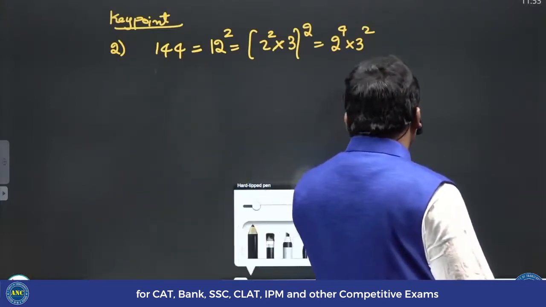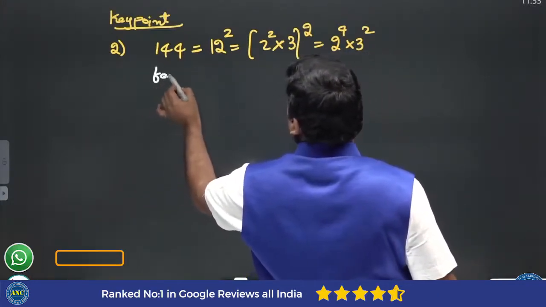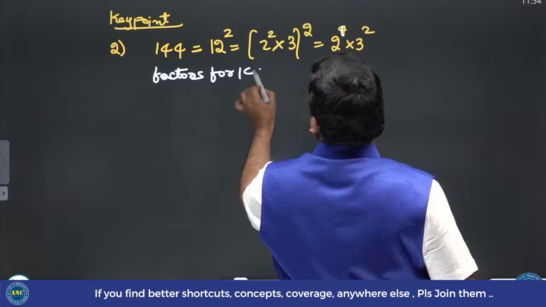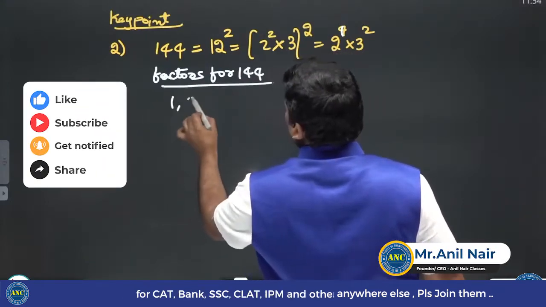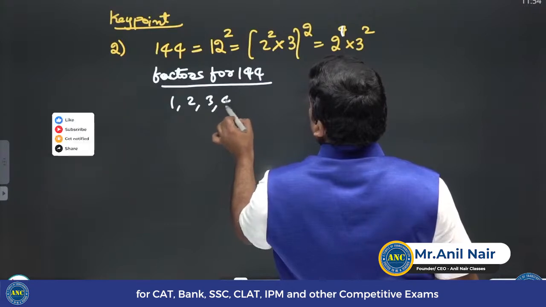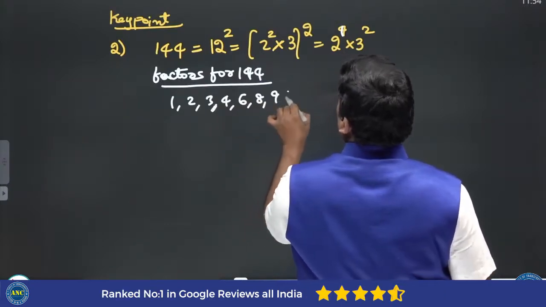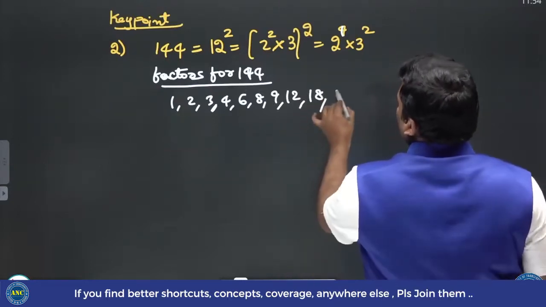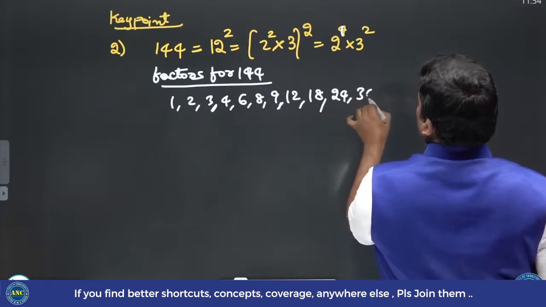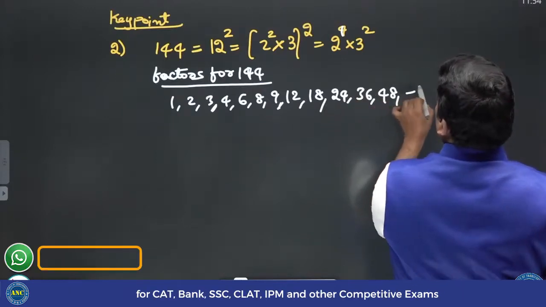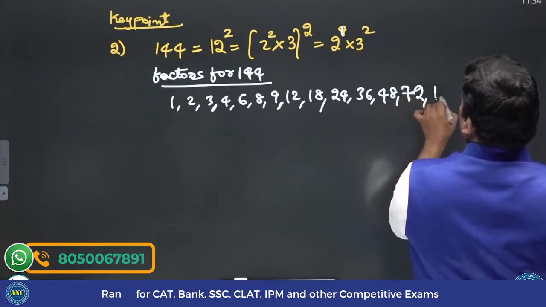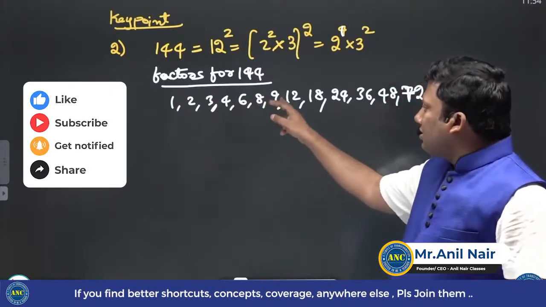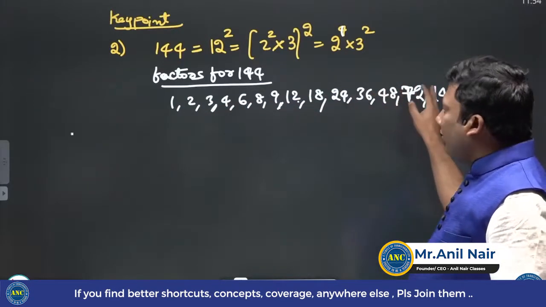There is a reason I will list all the factors. So the factors for 144, 15 factors will be there. What are they? 1, 2, 3, 4, 6, 8, 9, 12, 18, 24, 36, 48, 72 and 144. Listen carefully. How many are there? 1, 2, 3, 4, 5, 6, 7, 8, 9, 10, 11, 12, 13, 14, 15.